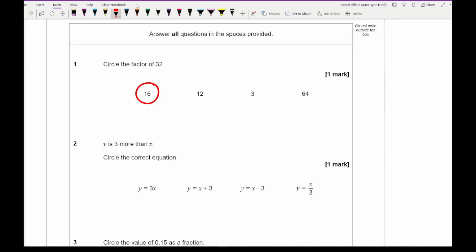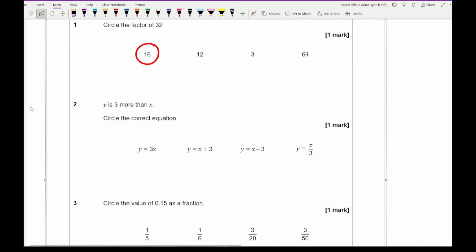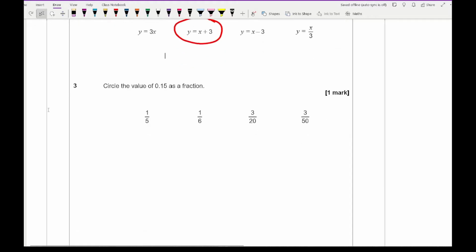It then says for question 2, y is 3 more than x. So circle the equation. So if y is 3 more than x, then we need to add 3 to x for it to equal y. So the correct answer we should have circled is our second option of y equals x plus 3.